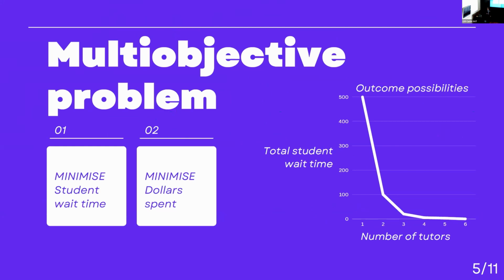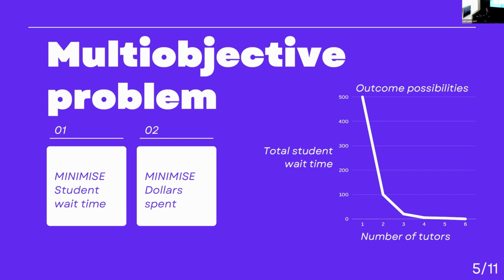The actual issue here is that we have a multi-objective problem. So we want to do two things. The first thing is we want to minimize the student wait time, but we also want to minimize the dollars spent. And these two things conflict. So what we do see in this bottom right is a curve of possibilities. We select a number of tutors and you get an outcome, which is a total student wait time. But where do we pick on this curve?